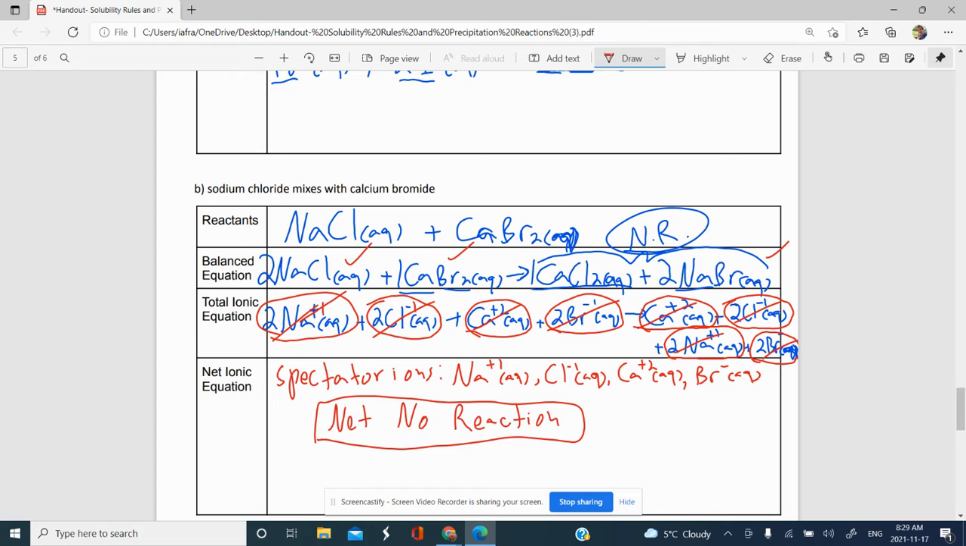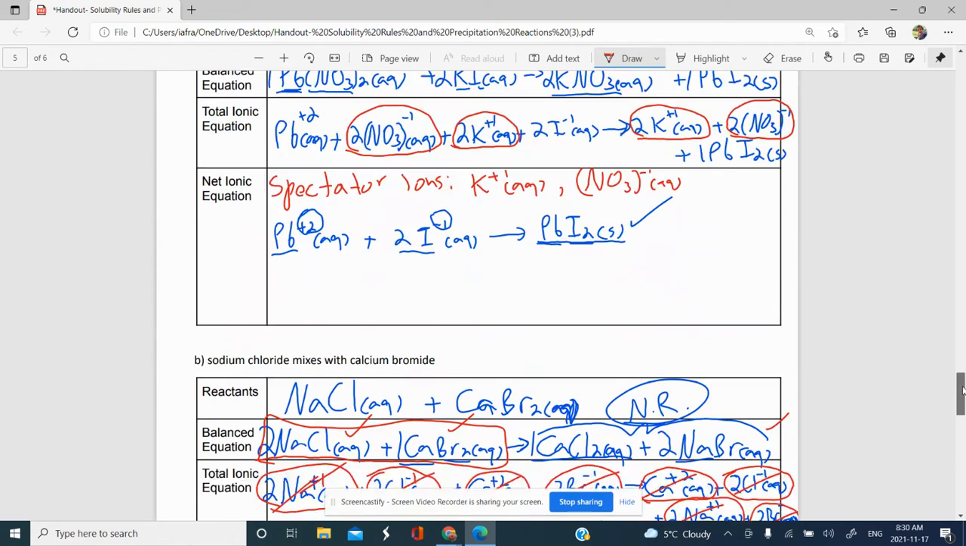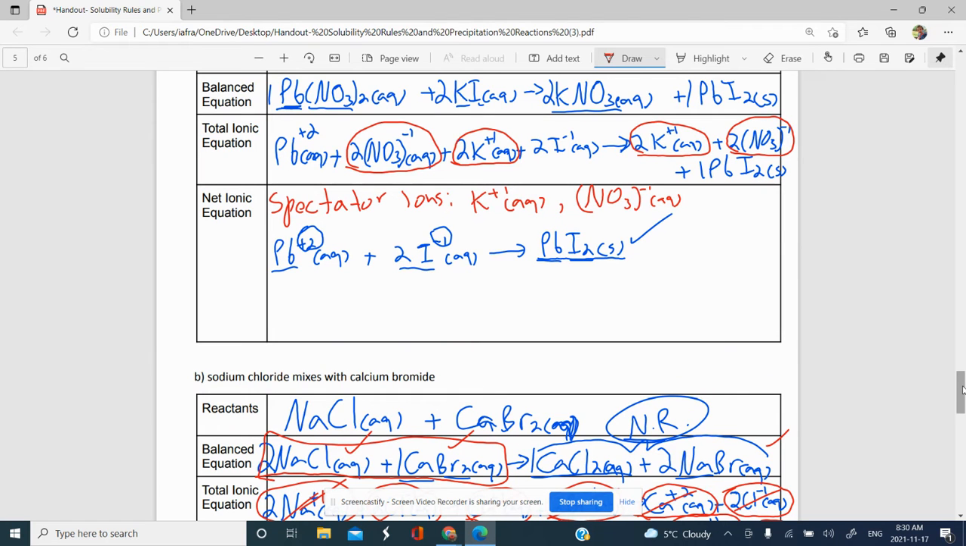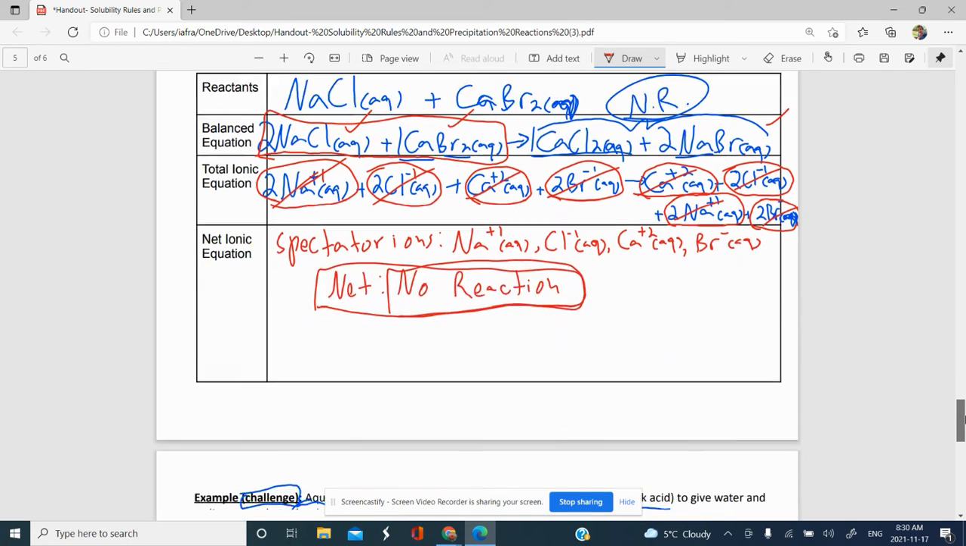There's no reaction there. So when you get a question like this, you can simply write no reaction after you write your reactants out. But if I ask you to explain why that is, you can simply show me a total ionic equation, show me that everything is a spectator, and as a result, there's no net reaction that occurs. So net no reaction occurs because everything is a spectator ion in that situation. So that was just to show you what happens when everything is a spectator ion and there's no precipitate that's made.